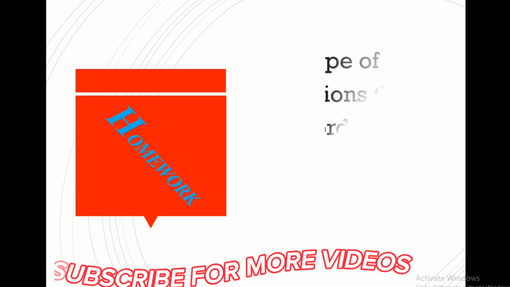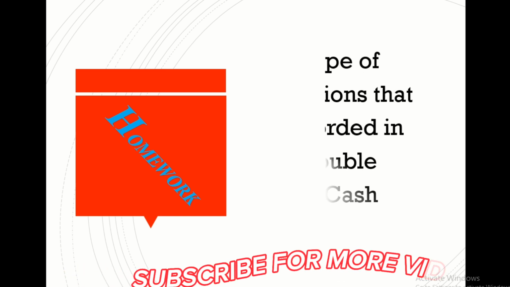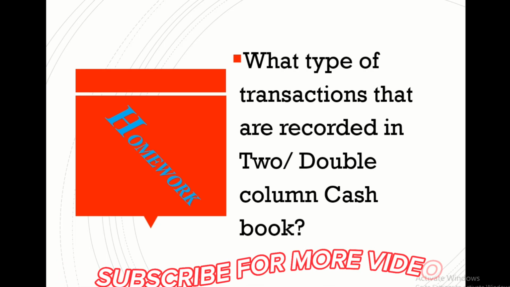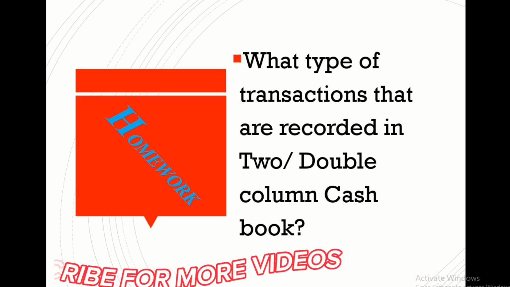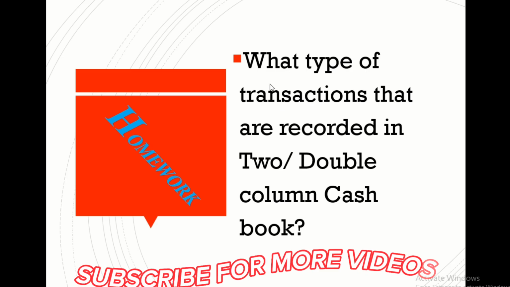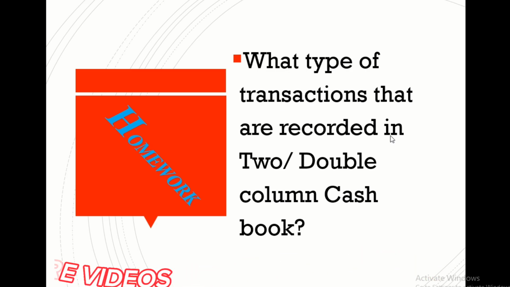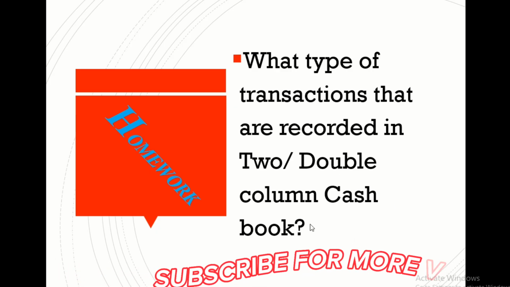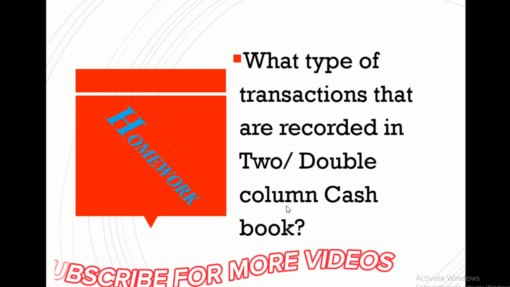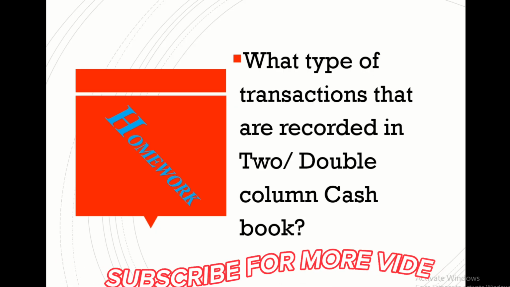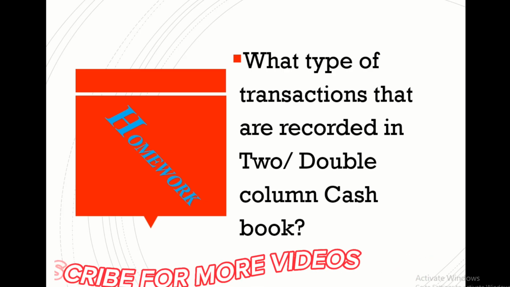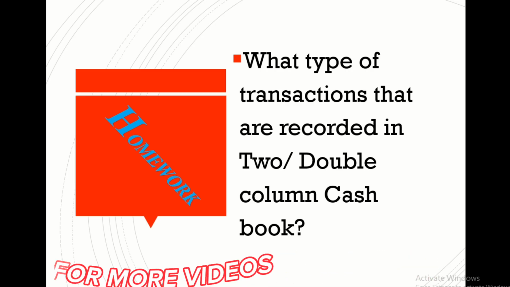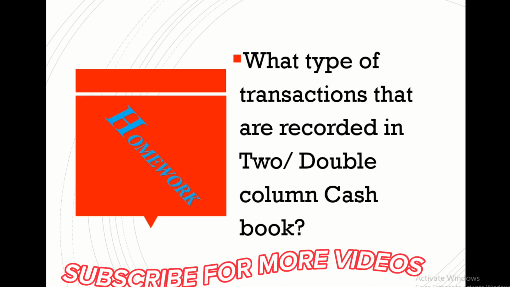Homework is one question. Do a research about what types of transactions are recorded in a two or double column cash book. In your own research, you are going to look at the uniqueness, the particularity, the nature of transactions that are recorded in a two column cash book.